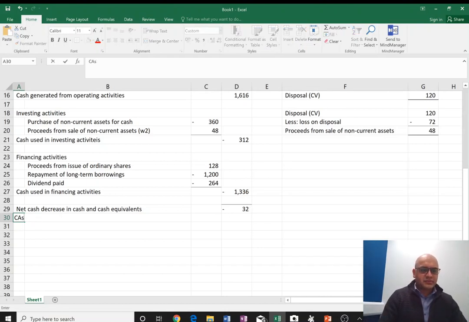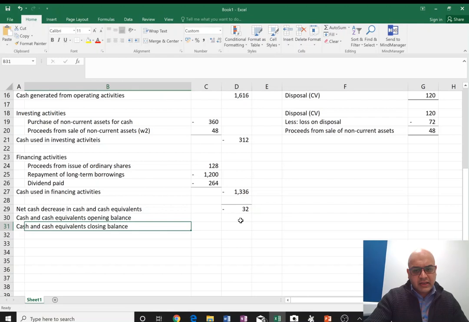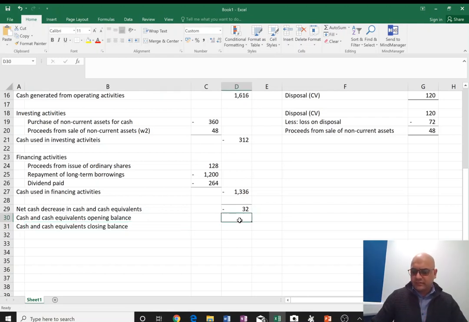So let's do cash and cash equivalents, opening balance, and cash equivalents, closing balance. Opening balance was 224, closing balance is 192. If I take the difference between the two, I should get negative 32, which I do.